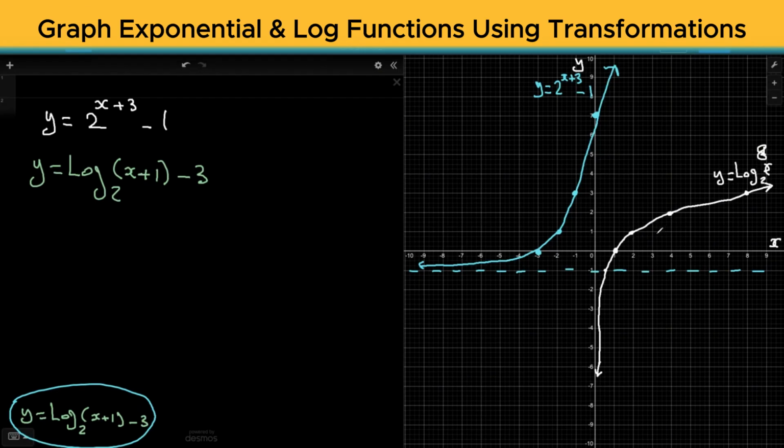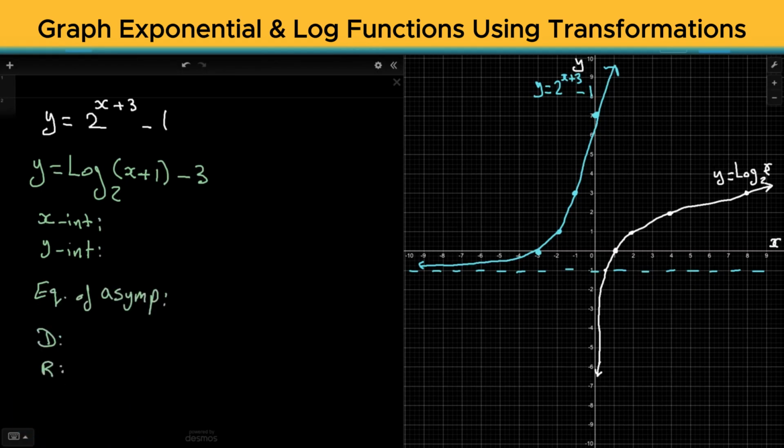And of course, when we're graphing the log, we're going to find the x-intercept, y-intercept, the equation of the asymptote, and the domain and range for the transformed log function, which is y equals log base 2 of (x plus 1), minus 3. Some of you have to remember your log rules and how to manipulate logs and stuff like that.